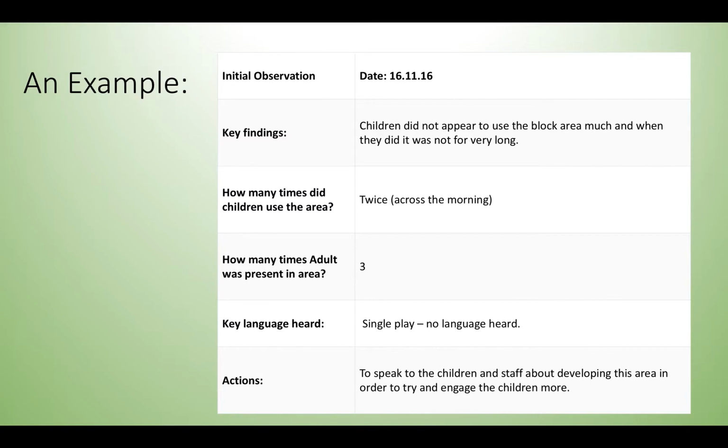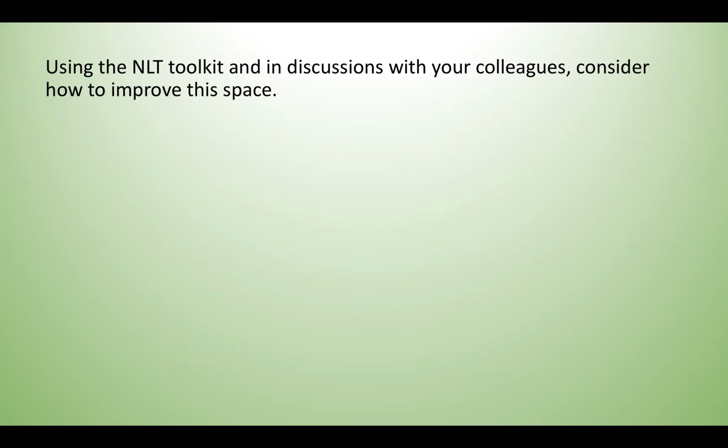Here is an example of a filled observation sheet from another one of our settings. Here you can see that the observer has recorded the number of children and adults that have used the area, the type of language recorded, and the key findings from the observation. Also recorded in this example was a set of actions. This section will not be filled out during the observations. Instead, it will be discussed by you and your staff team.